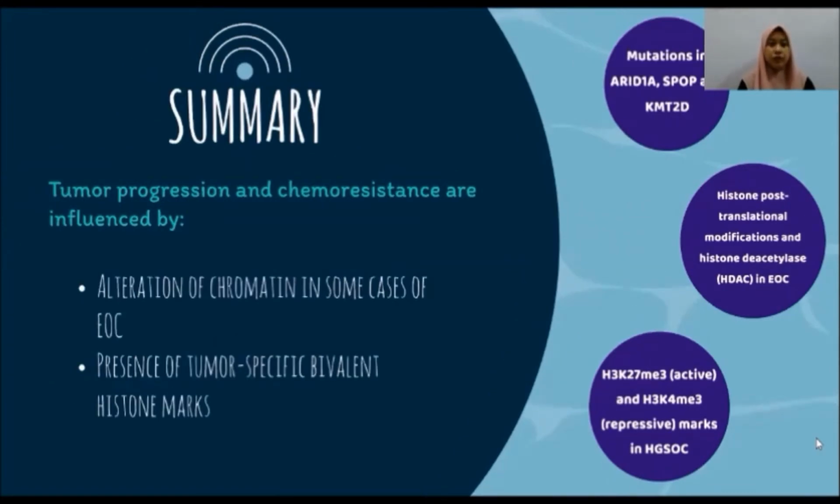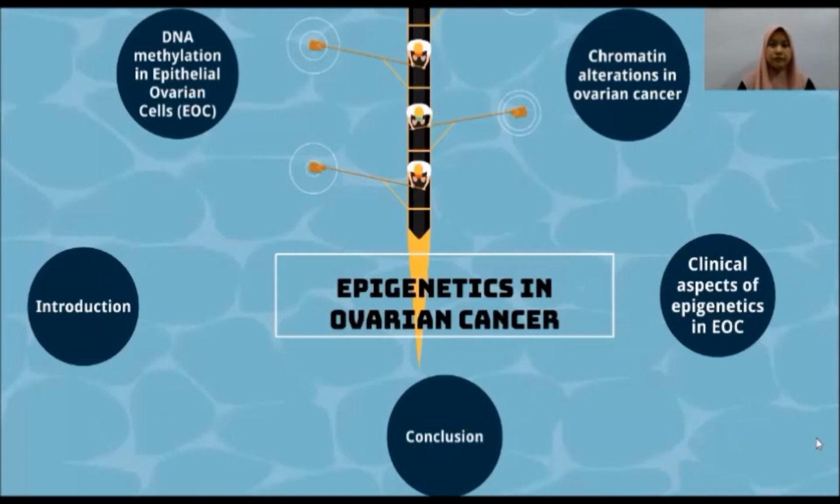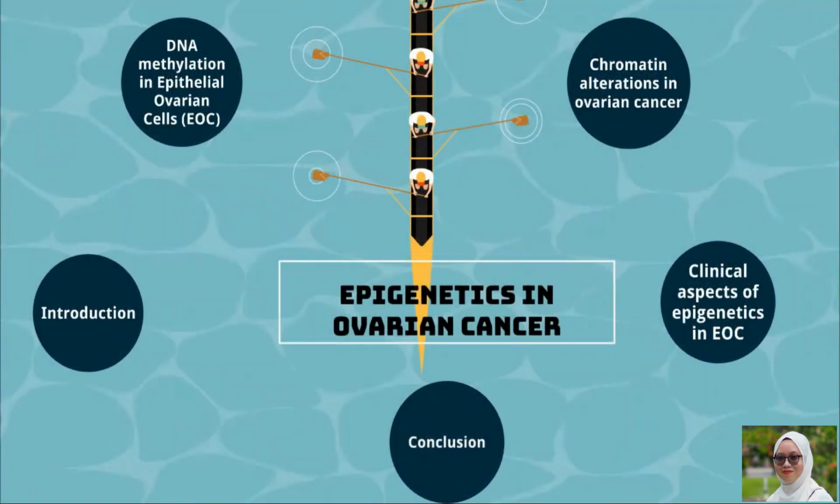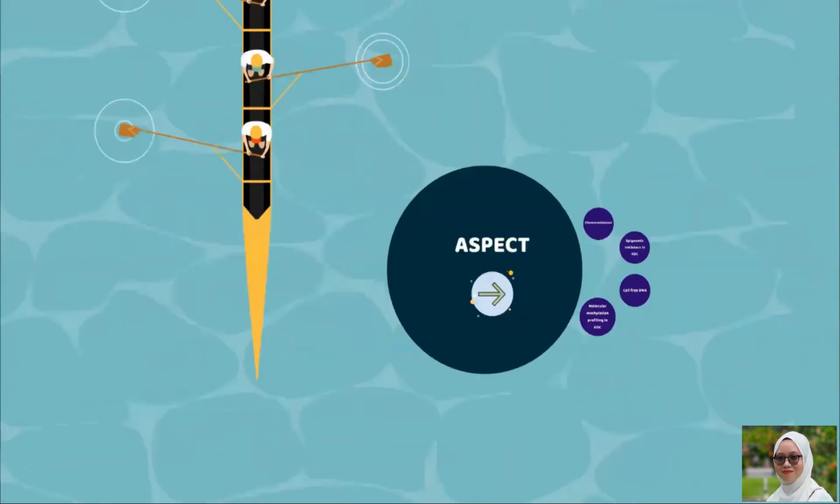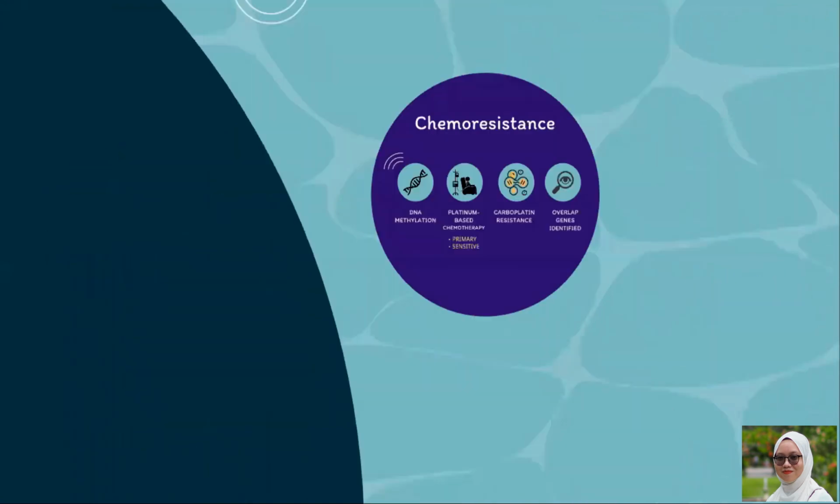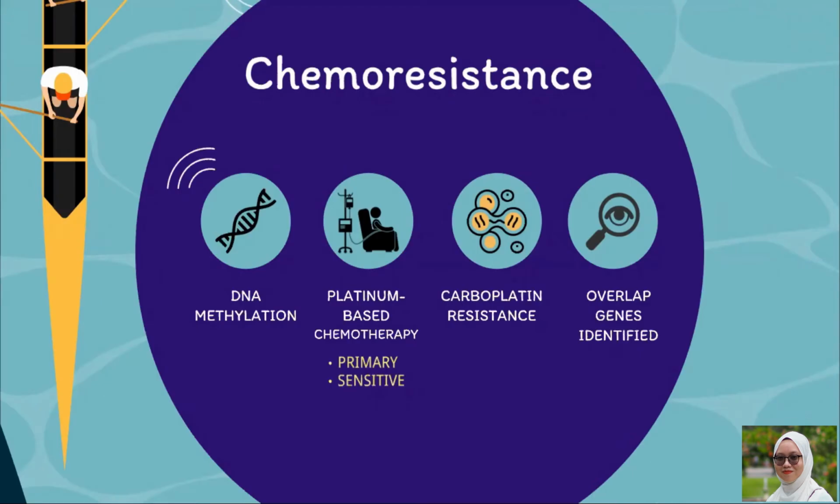As a summary, tumor progression and tumor resistance are influenced by saturation of chromatin in some cases of epithelial ovarian cancer, and also by the presence of tumor-specific bivalent histone marks. Next is a summary of the clinical aspects of epigenetics in EOC. Firstly, chemoresistance. One of the resistance mechanisms is due to DNA methylation, because it is one of the mechanisms cells use to respond to environmental stimuli.